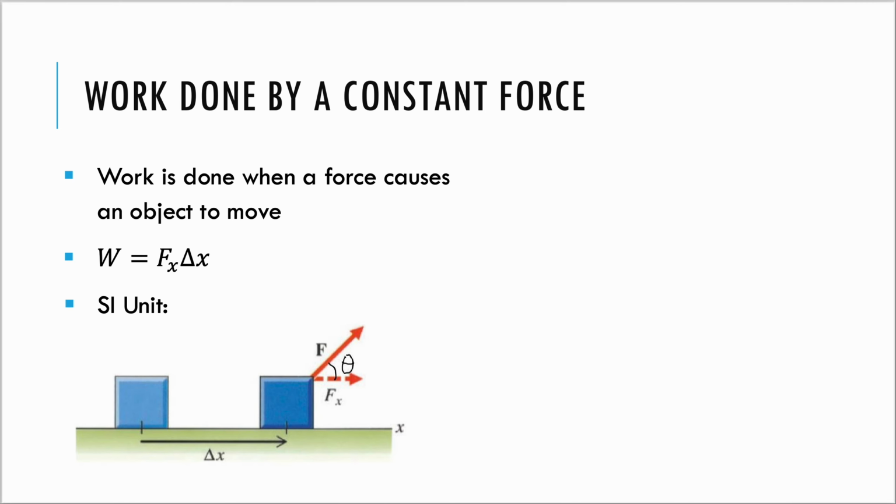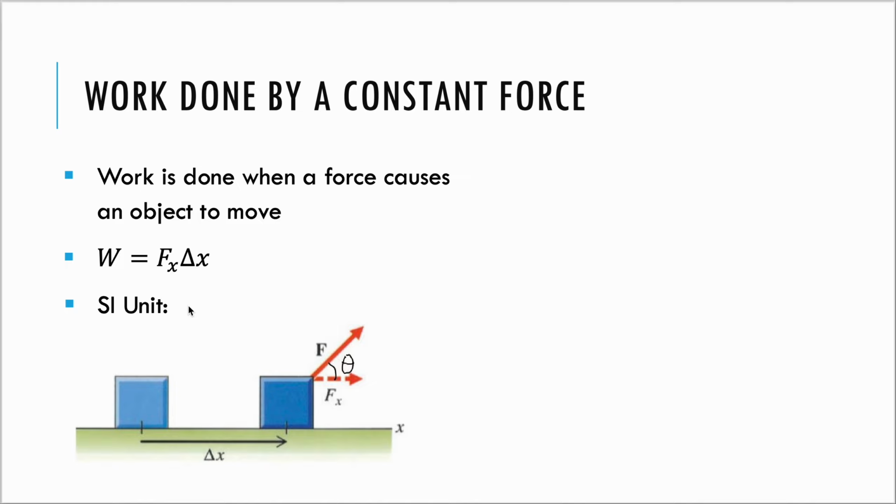First, let's talk about work done by a constant force. Work is done when a force causes an object to move. So let's say we have an object and there's a force applied to it. Let's say the motion is to the right in the x direction. To find the work, we need to find a component of the force that is parallel to the motion. In this case, it would be Fx. Once you find Fx, you multiply it by the distance traveled, and that will give you the work done.